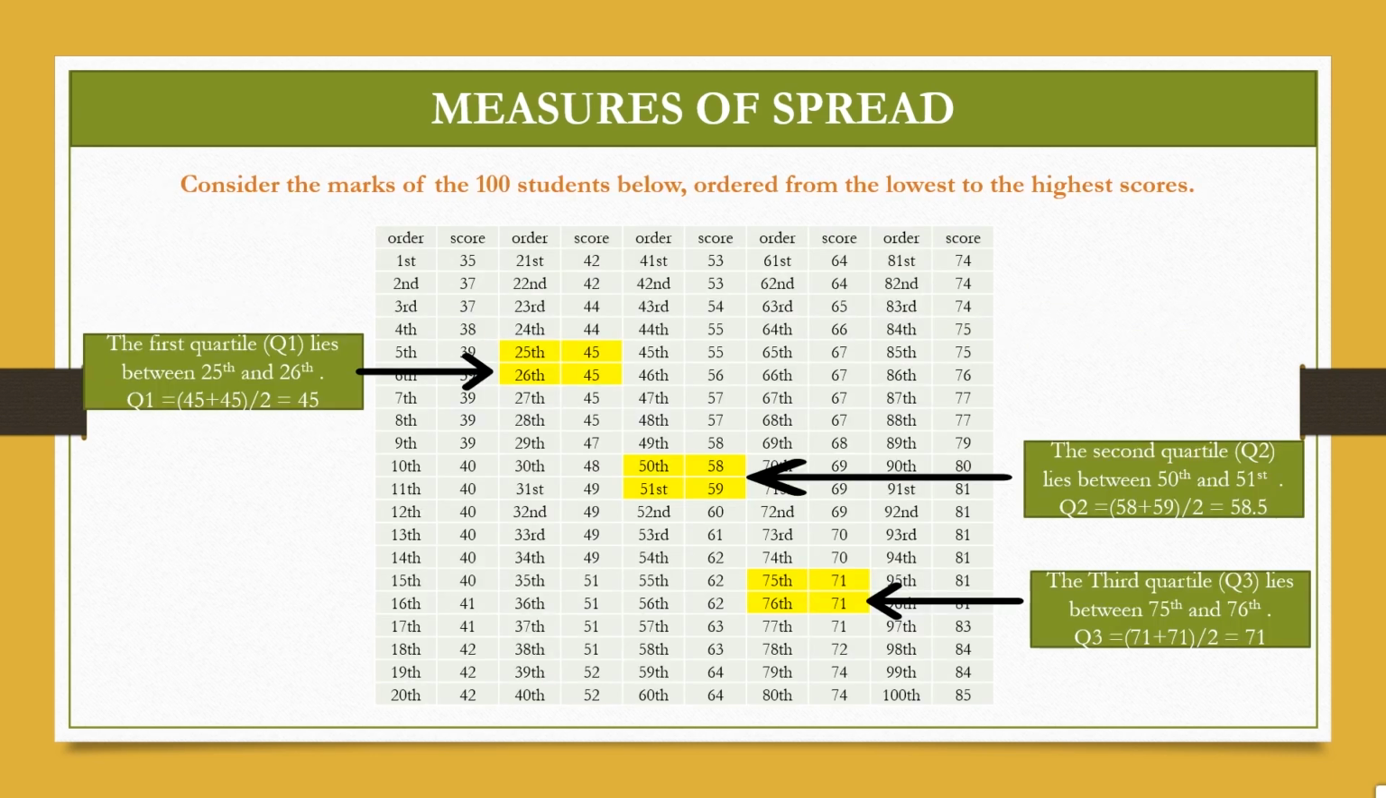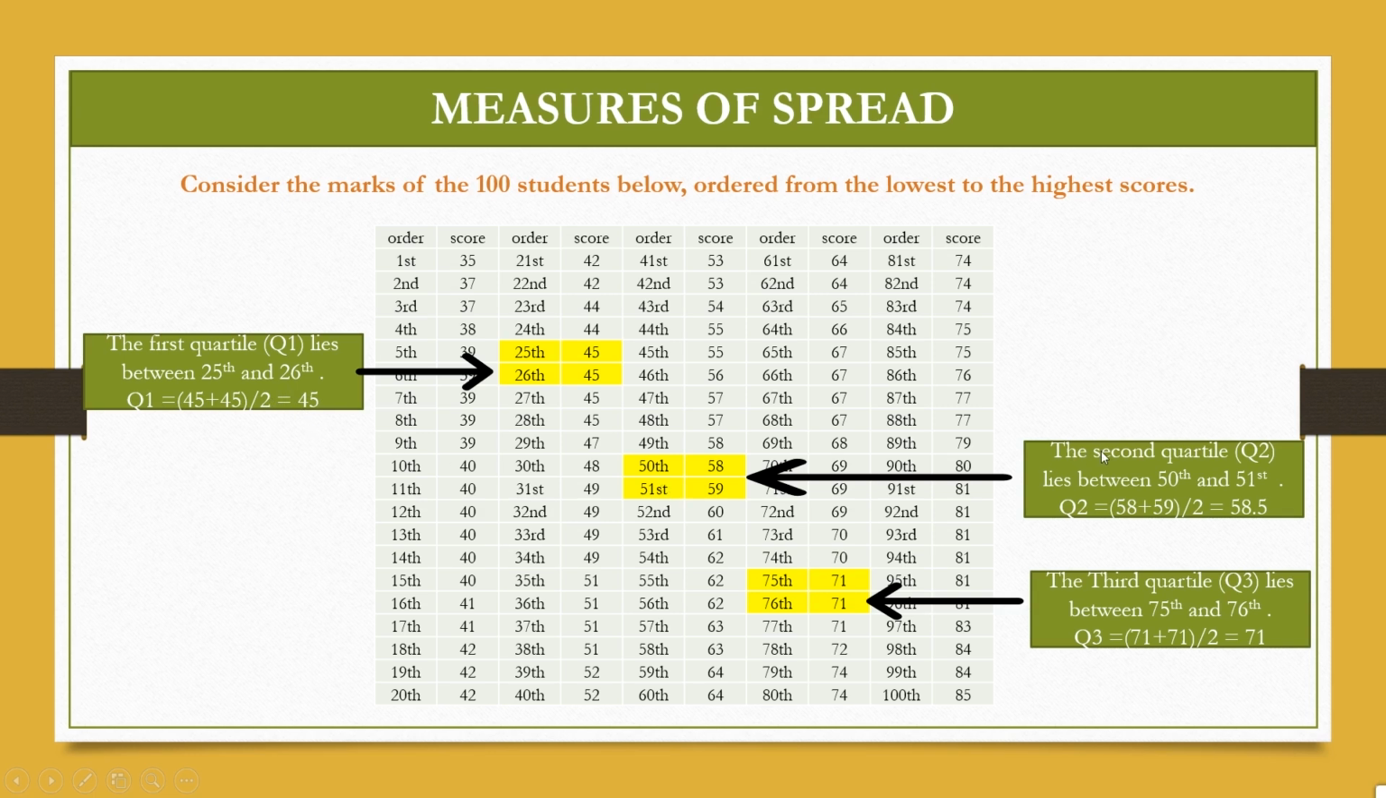Now this data set represents the marks of 100 students ordered from the lowest to the highest scores. The quartiles lie in the following ranges. The first quartile, also known as Q1, lies between the 25th and 26th observation. I have highlighted the 25th and 26th observation. You can calculate Q1, or the first quartile, by taking the average of these two values. Since both values are 45, when you add them up and divide by 2, you still get 45.